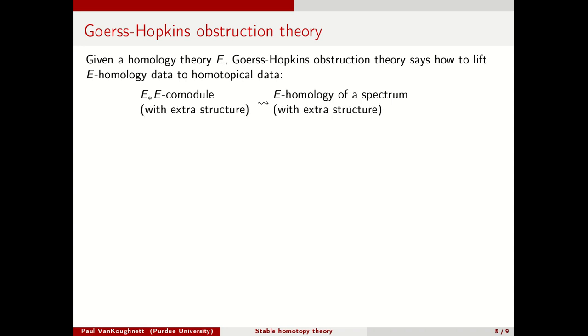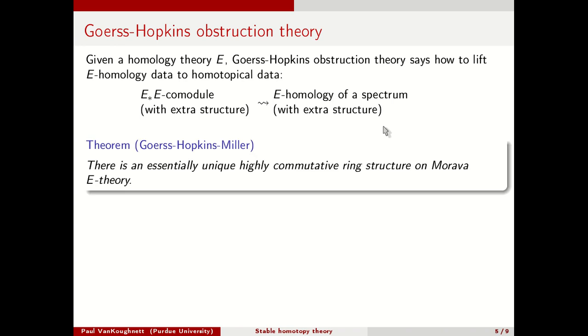More interestingly, if we have a comodule with extra structure, like a commutative ring structure, can we lift it to a spectrum with a highly commutative ring structure? So the main application of this obstruction theory is the Goerss-Hopkins-Miller theorem, which states that there's an essentially unique highly commutative ring structure on Morava E theory.